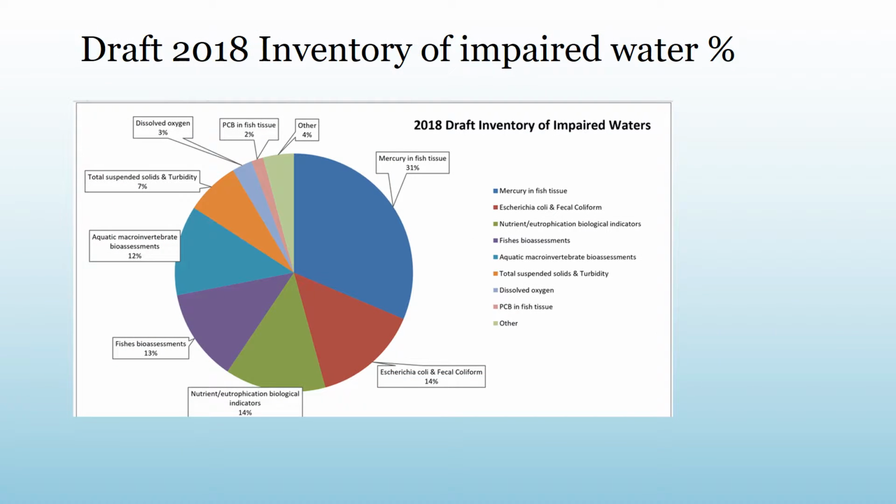Following is the information taken from the Minnesota website. In 2008, it shows how much of the impairment is in the water. Mercury is on top at 31%, and there are smaller others: dissolved oxygen is 3%, total suspended solids and turbidity are 7%.